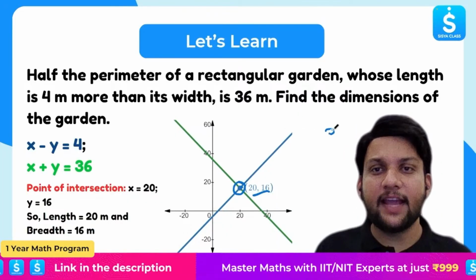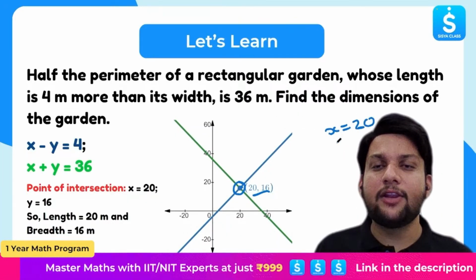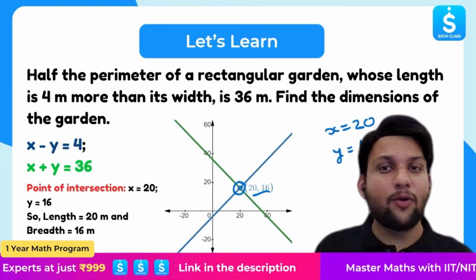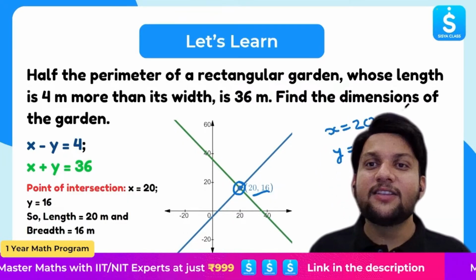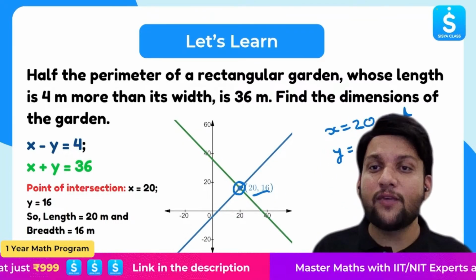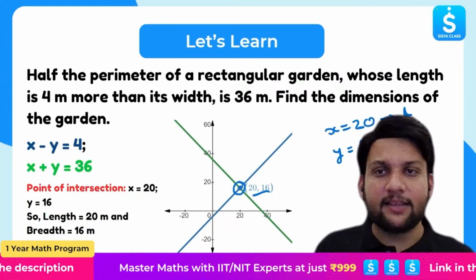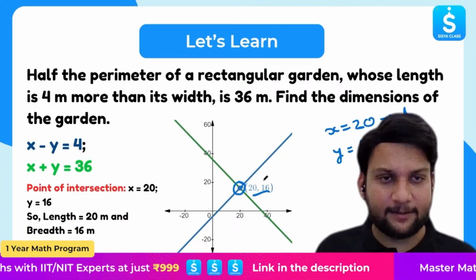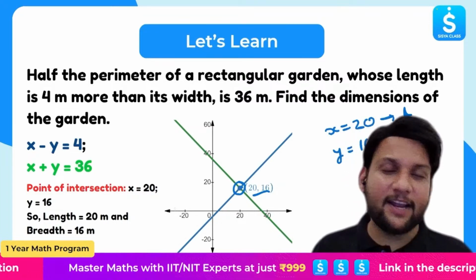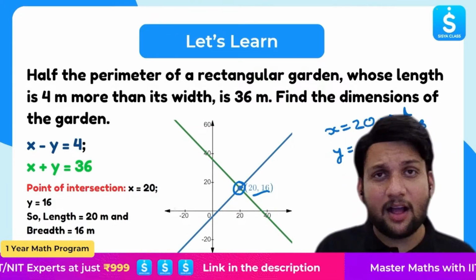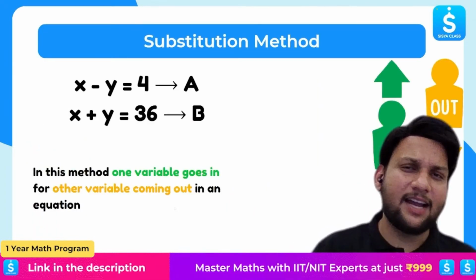It means the value of x is 20, the value of y is 16. But don't leave the answer here. What is x? x is length, right? So length is 20, and what is y? y is width, or breadth, anything. It is 16. I hope it is clear. Yes or no? All right. If you have any doubts, again, I'm telling you, you can always ask in the comment box. I think it is easy.